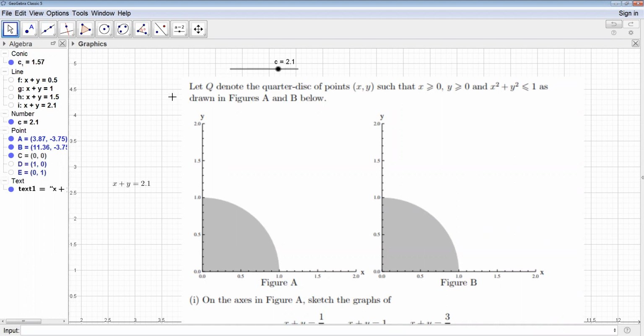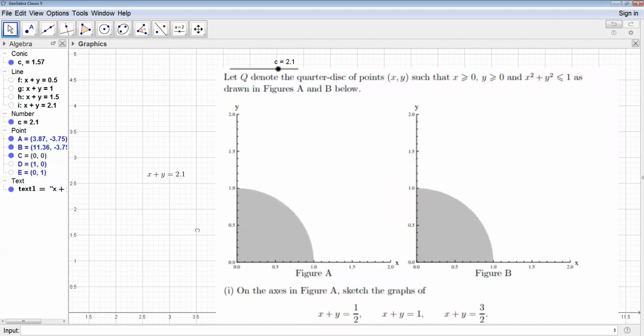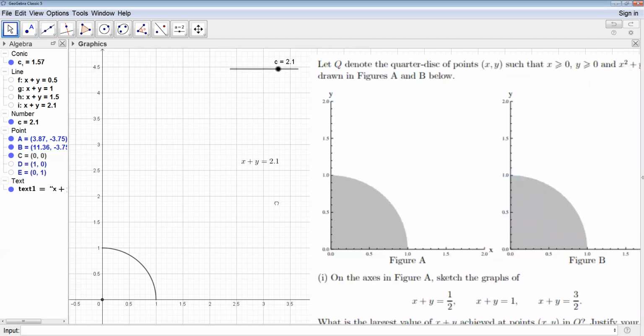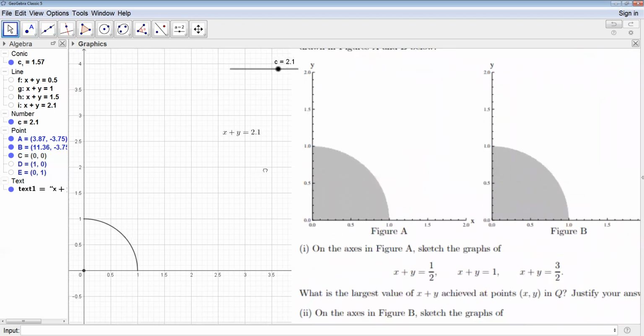So let's see, we've got a quarter disk of points x, y. X is greater than or equal to 0, y is greater than or equal to 0, and x squared plus y squared is less than or equal to 1. In other words, they're saying x and y is trapped in this quarter circle here. Yeah, it's trapped in that region, as drawn in figures A and B below. And they wanted you to actually annotate these, which is fine. So you're going to have to do this without graph software drawing, but it just makes it look a lot neater when I do this, because I wanted to show you several things.